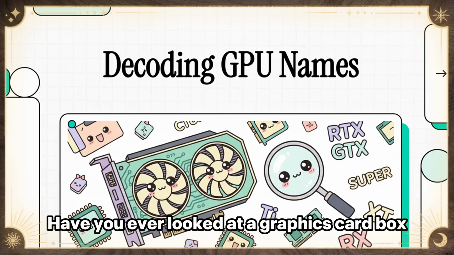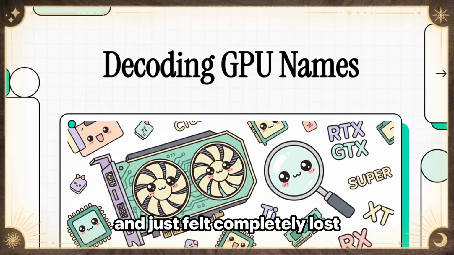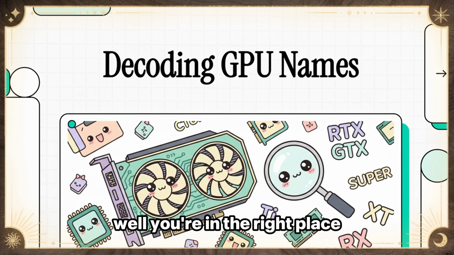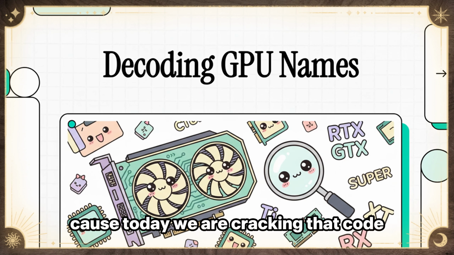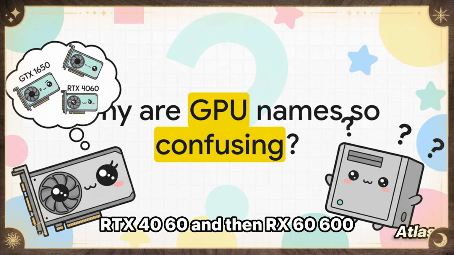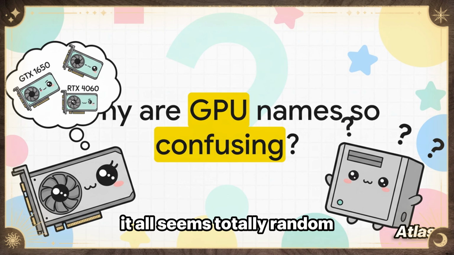Have you ever looked at a graphics card box and just felt completely lost? Like you're trying to read some kind of secret code? Well, you're in the right place, because today we are cracking that code. I mean, you see stuff like GTX 1650, RTX 4060, and then RX 6600. It all seems totally random, doesn't it?